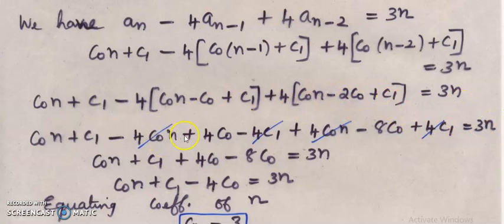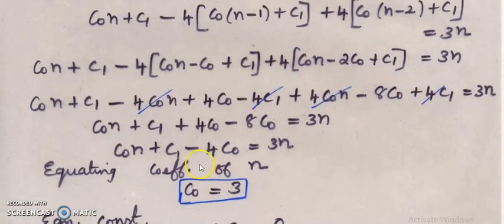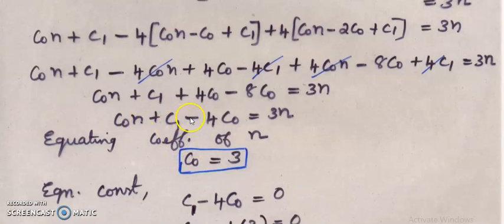Now here some of the terms are getting cancelled. Minus 4c0n plus 4c0n. Similarly, minus 4c1 plus 4c1. Write down the remaining terms. So after writing the remaining terms, we get c0n plus c1 minus 4c0. Here, how do you get minus 4c0? You see, plus 4c0 minus 8c0. Adding these two terms, we get minus 4c0 is equal to 3n.